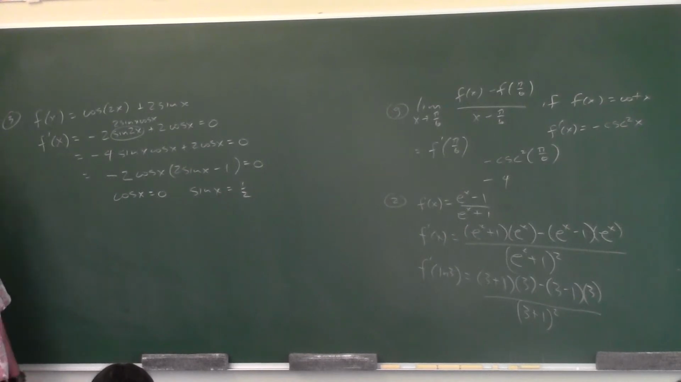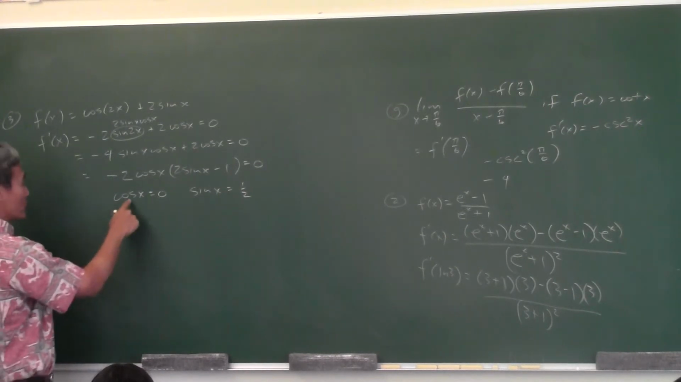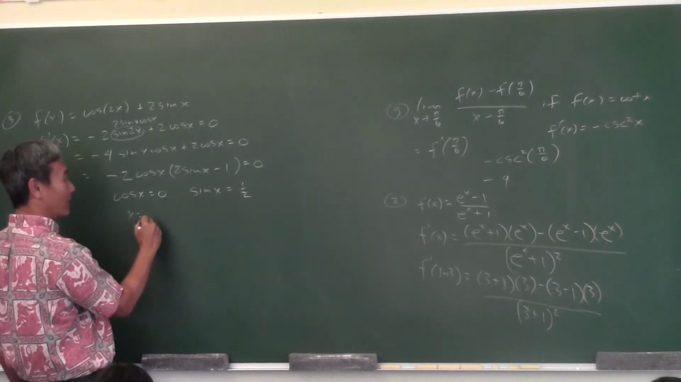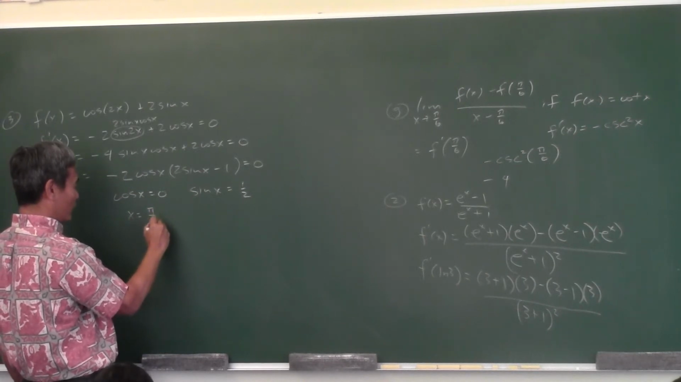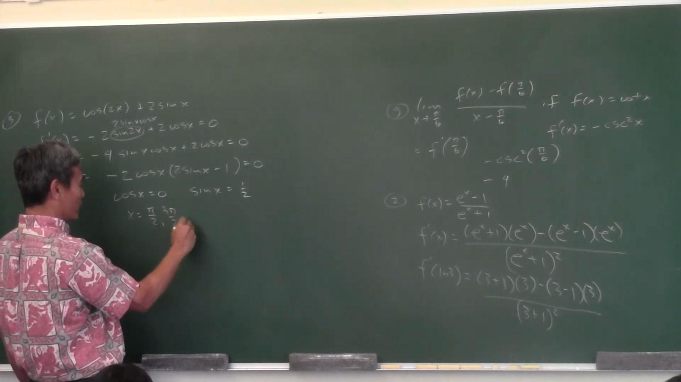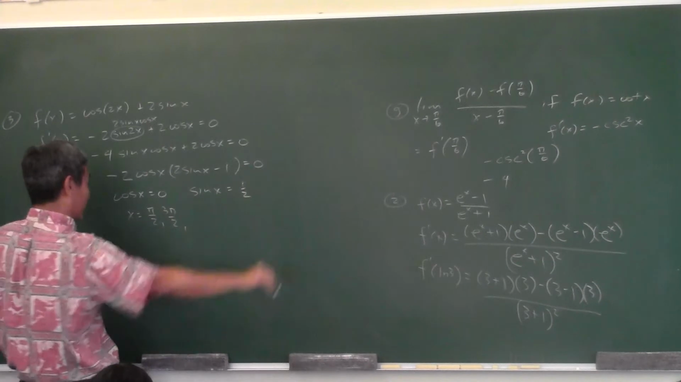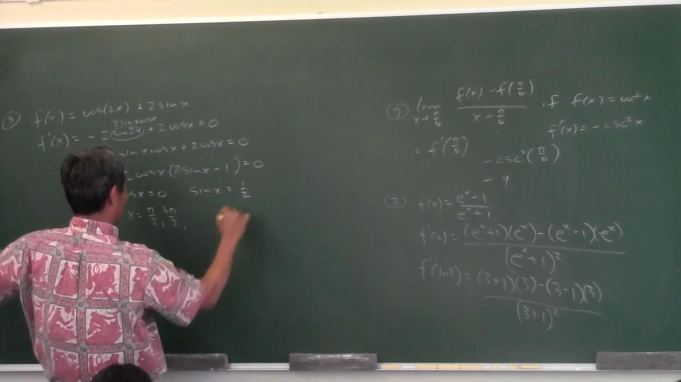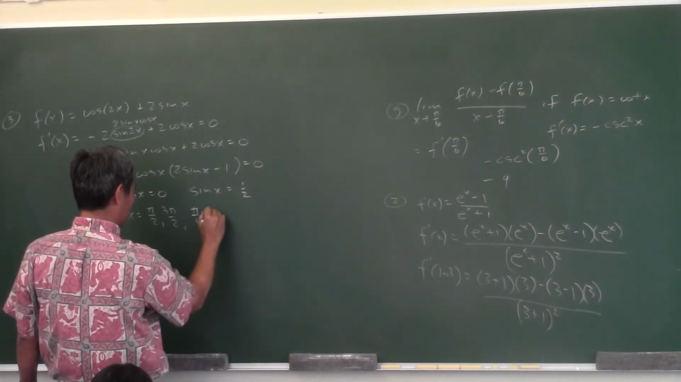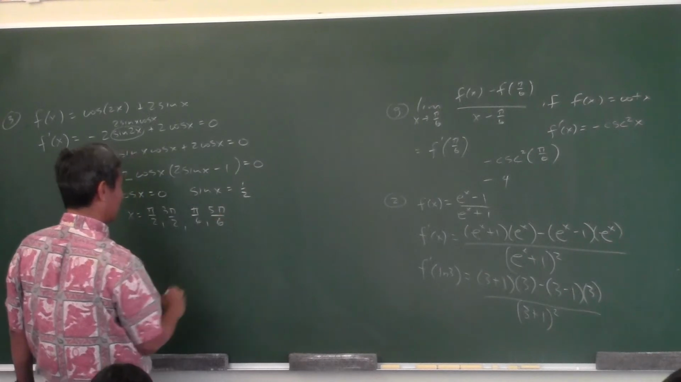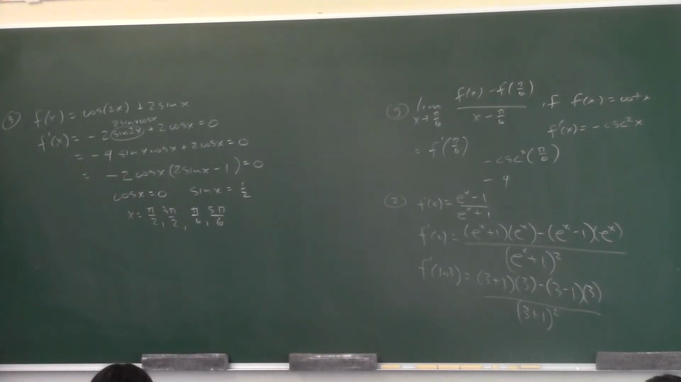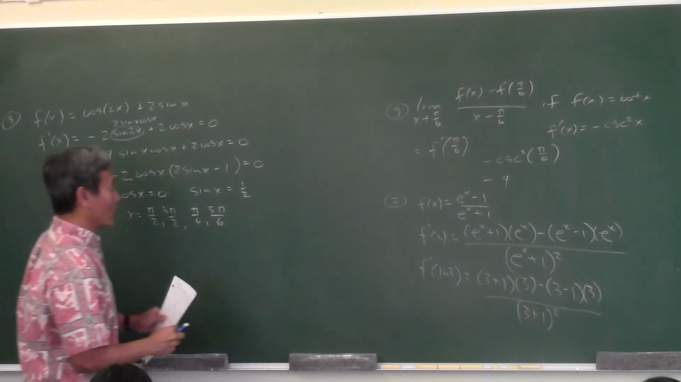And then of course you guys should know your trig values here, right? Cosine of what angle is 0? Pi over 2, 3 pi over 2. Sine of what angle is a half? Pi over 6, 5 pi over 6. They're not going to try and trick you on the AP exam. They just want to see if you know calculus. Okay, number 4. I guess we're just doing them all. Okay, we need room here.